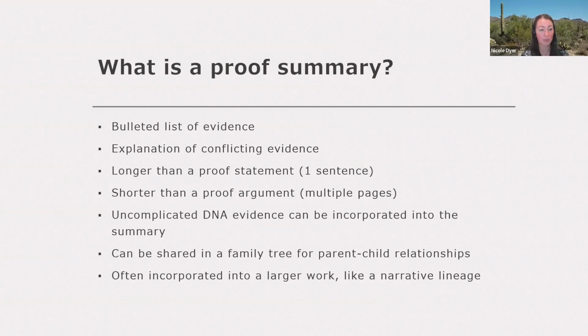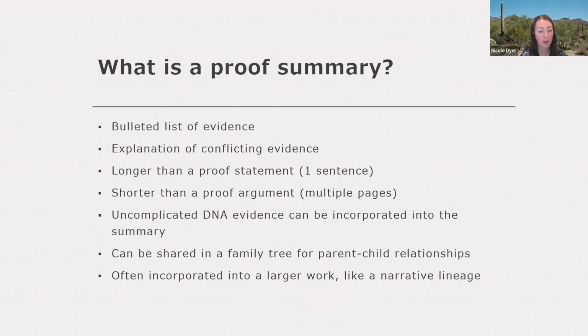What is a proof summary? Let's go over the definition of a proof summary and what they look like, and then I'm going to show you an example. So a proof summary is usually a bulleted list of evidence or a paragraph or two listing the evidence. It's a documented summary, so there will be footnotes with documentation from your sources.